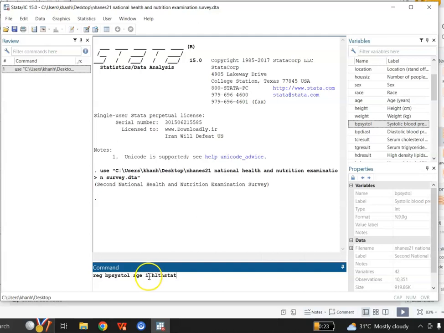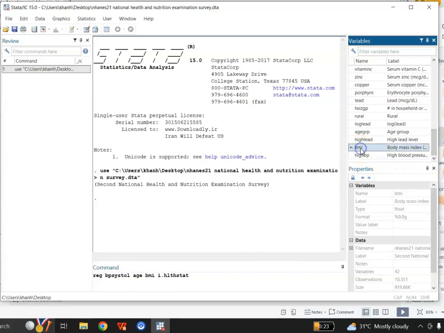I have written i. in front of this categorical variable because if I don't write i. in front of this variable, then Stata will treat this variable as a continuous variable. So since this is categorical, I have to write i. in front of this variable. And I may also write BMI here. BMI is body mass index. So in this model, this is the dependent variable, this is an independent variable age, this is also an independent variable BMI, a continuous variable, and this is a categorical variable.